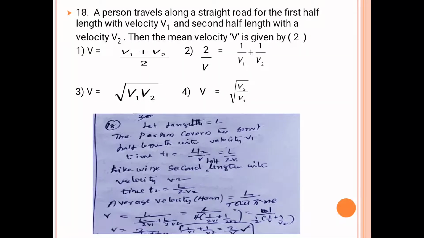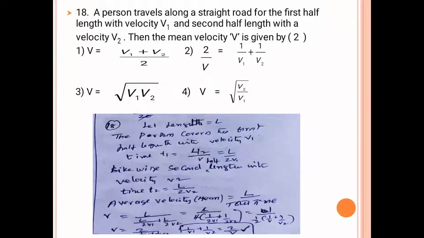A person travels along a straight line road for the first half with a velocity v1 and the second half with a velocity v2. Then you have to find the mean velocity. It is also a simple one. The length will be L. First half means L by 2 is the distance travelled with the velocity v1, so time t1 is L by 2 by v1. Likewise for the second half, t2 is equal to L by 2 by v2.